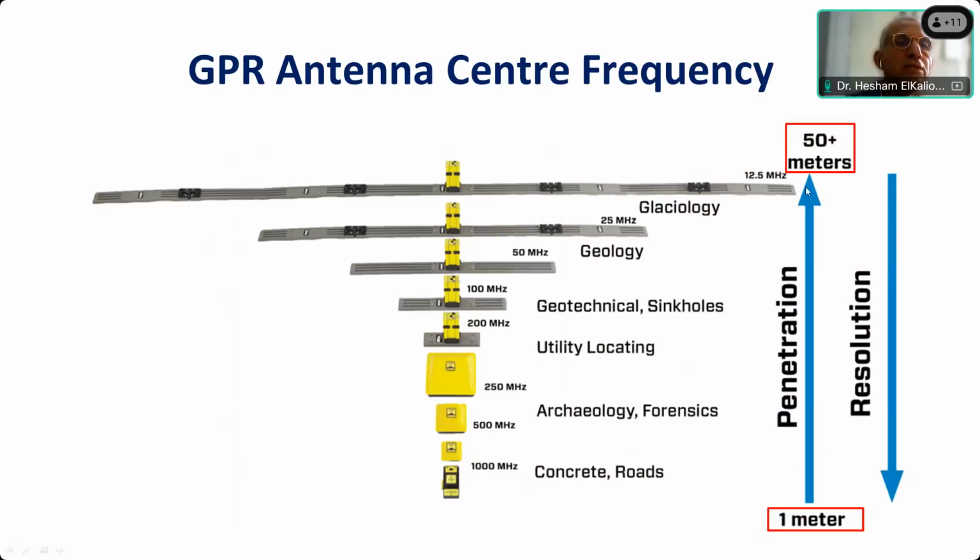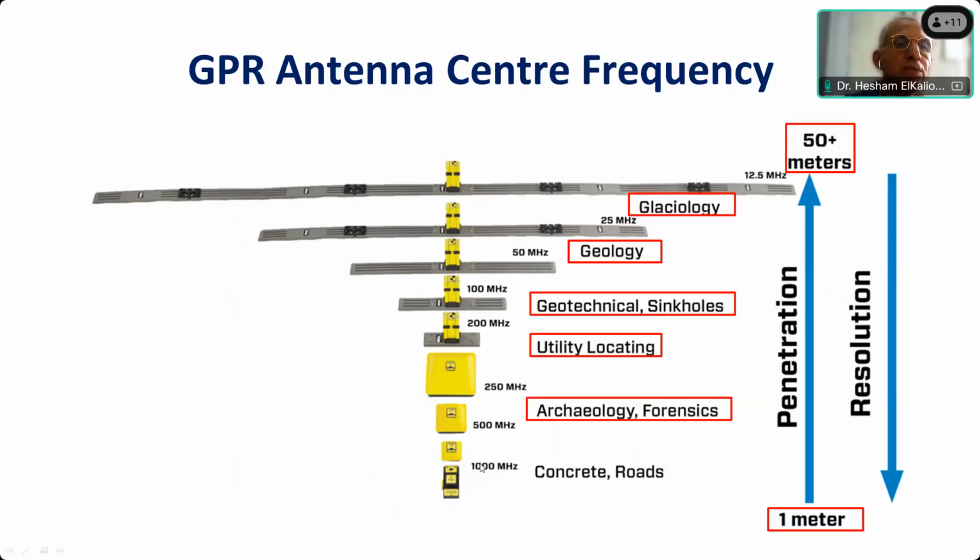And these are different antennas, from a 1000 megahertz antenna down to a 12 megahertz antenna, that can be used for many applications. Usually the very low frequency antennas could be used for geology. 25 and 50 megahertz could be used for geological investigations. 100 megahertz can be used for geotechnical work and sinkhole detection. 200 megahertz could be used, along with 100 and 250, for utility location. 500 megahertz, and 250 also, can be used for archaeological and forensic studies. Higher frequency antennas like 1000 can be used for concrete and road inspection.